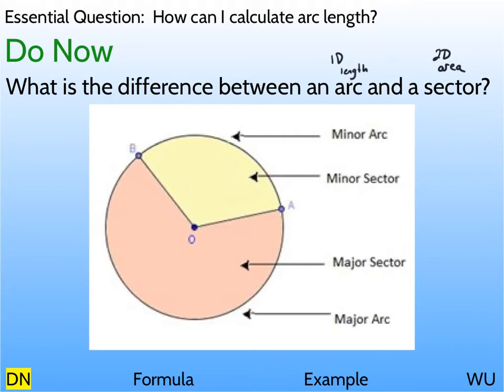You get the idea. So, one other thing that's important here is the difference between major and minor. If it's a major sector or a major arc, it takes up more than half of the circle. So for a major arc, the measure of it would be more than 180 degrees, and a major sector takes up more than half of the circle's area. With a minor, it would be less than half.